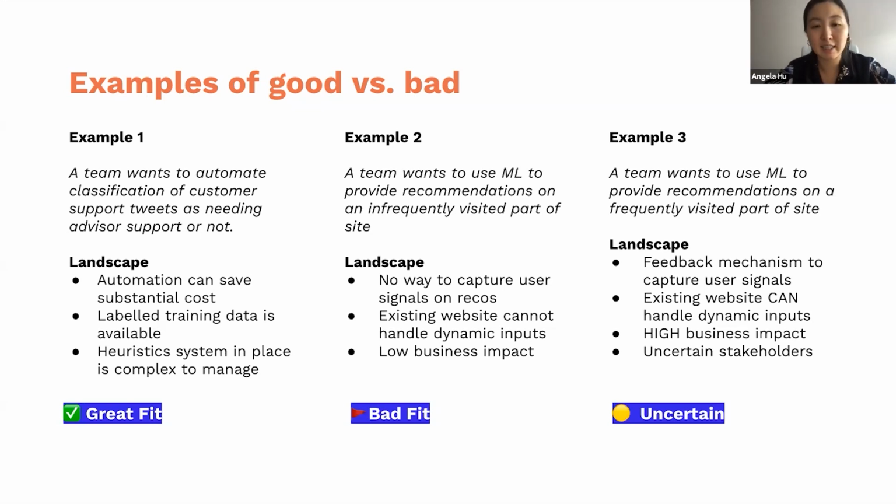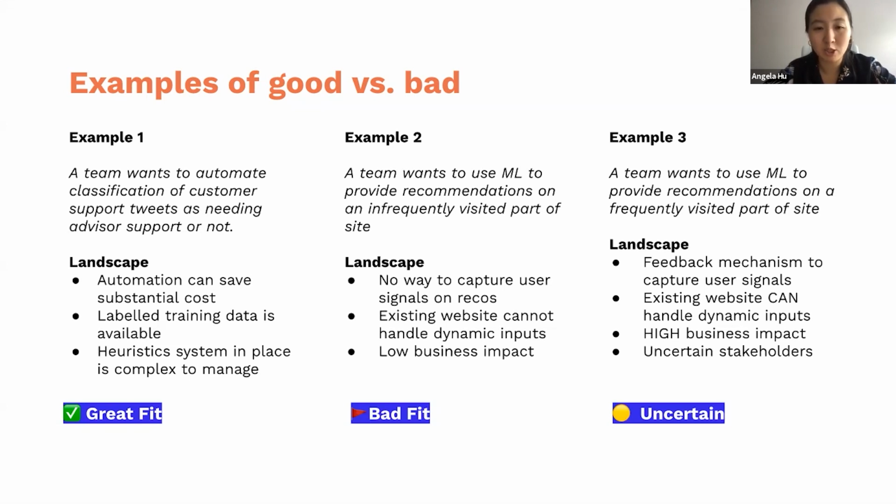If we look at a second example, this one is similar to what we were looking at as well. Let's say a team wants to use machine learning to provide recommendations on an infrequently visited part of the site. Obviously, this is already bad right off the start, since it's an infrequently visited part of the site, and we're investing a lot of time to develop for this.